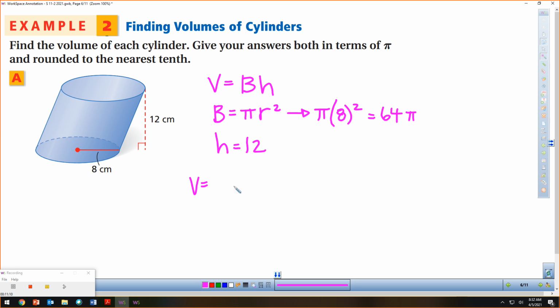So my volume is equal to big B, which is 64 pi, times my height of 12. When you are leaving it in terms of pi, think about pi as a variable. So you're only going to multiply the 64 and the 12 to get that your volume in terms of pi is 768 pi centimeters cubed.